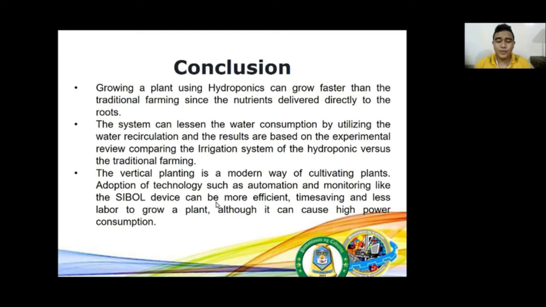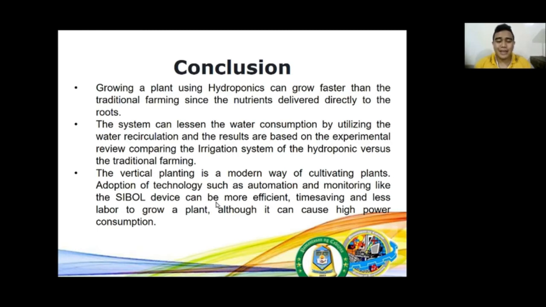can grow faster than traditional farming since the nutrients are delivered directly to the roots. We also proved that using a hydroponic system can lessen water consumption by utilizing water circulation, and the results are based on the experimental review comparing the irrigation system of hydroponics versus traditional farming. However, the maintenance of the system is manually operated.